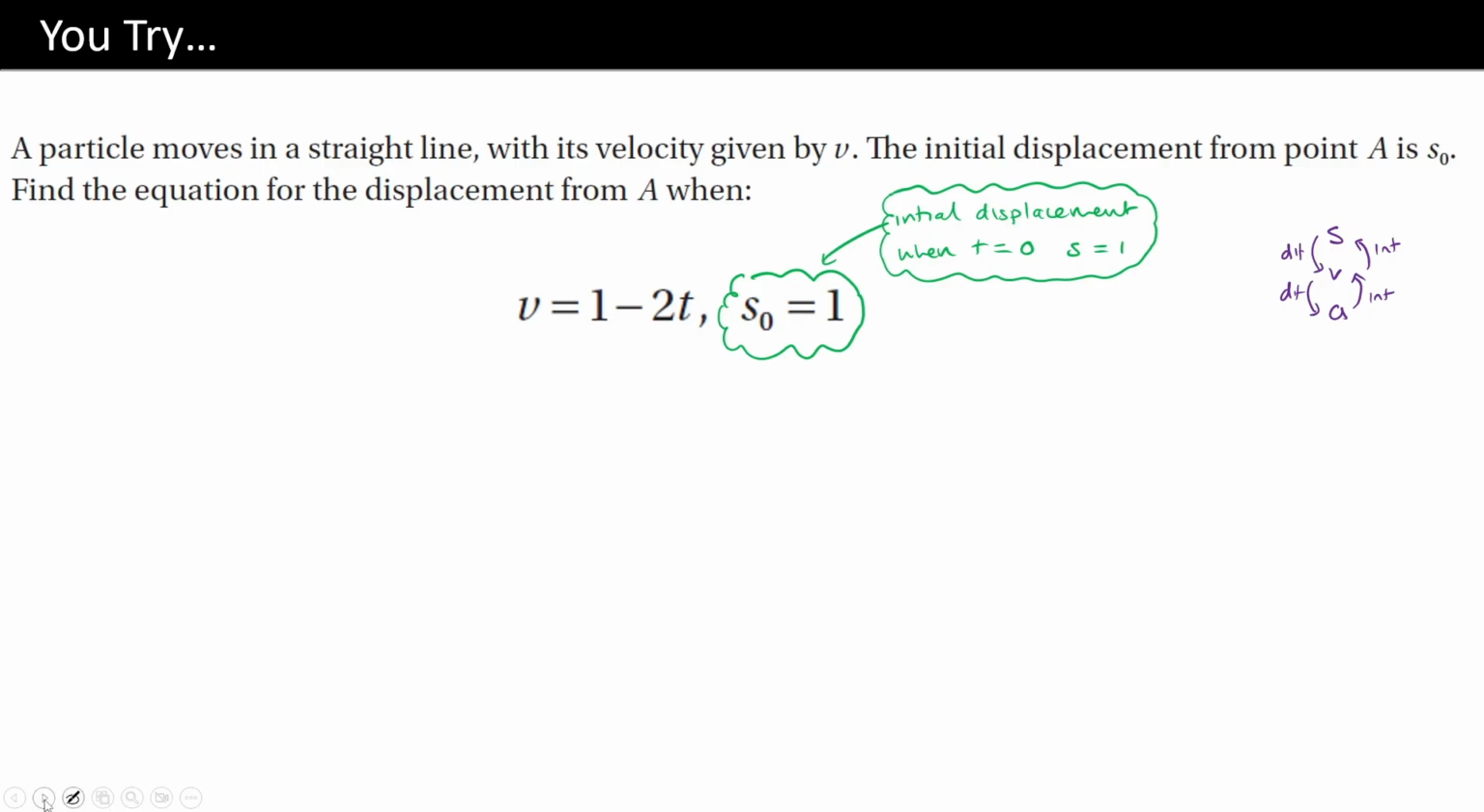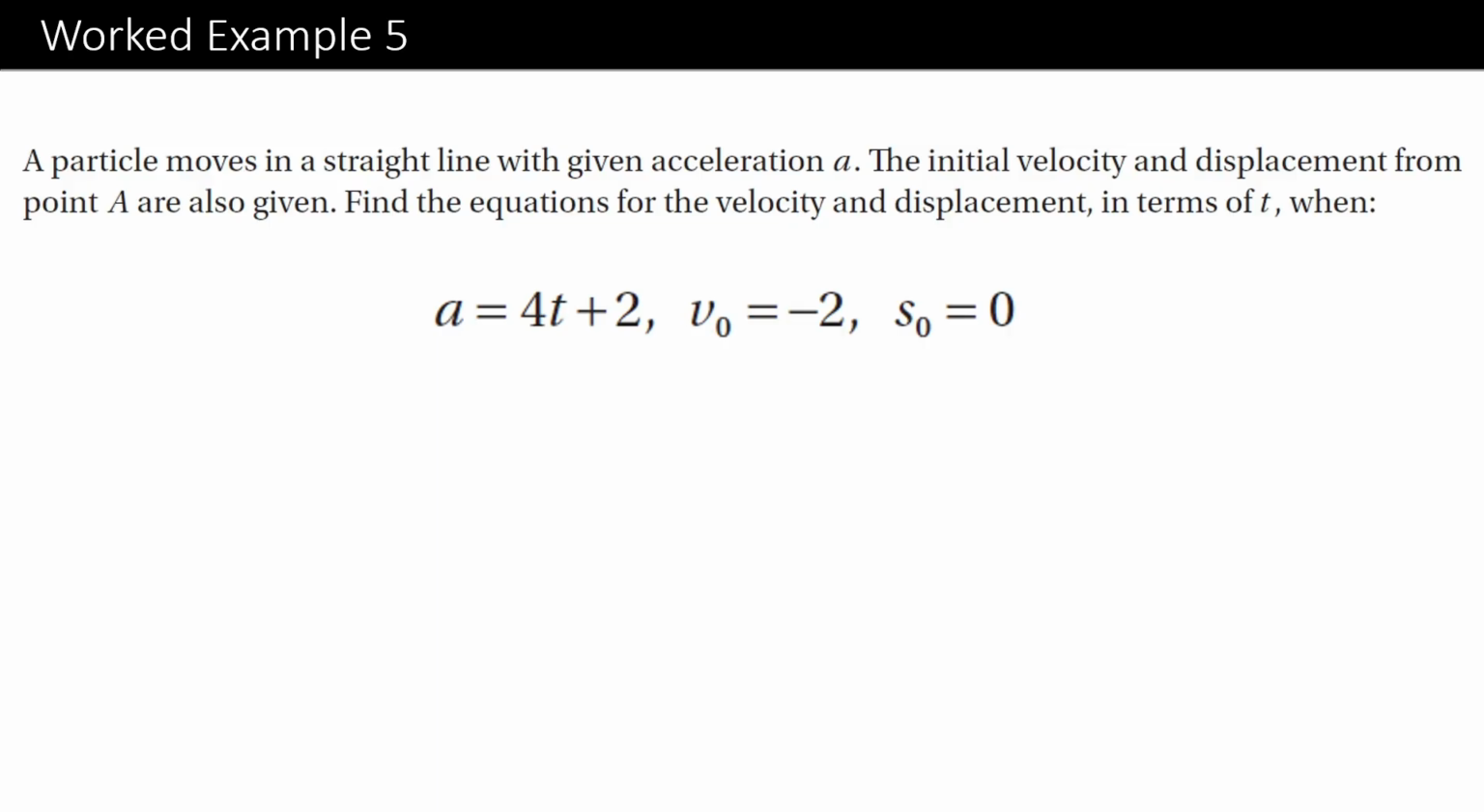So let's have a look at what we should have. We should have an equation of s equals t minus t squared plus c, and then you substitute t equals 0 and s equals 1 to find c, in which you get a c value of 1, giving you a final equation of s equals t minus t squared plus 1. So let's have a look at the next example.